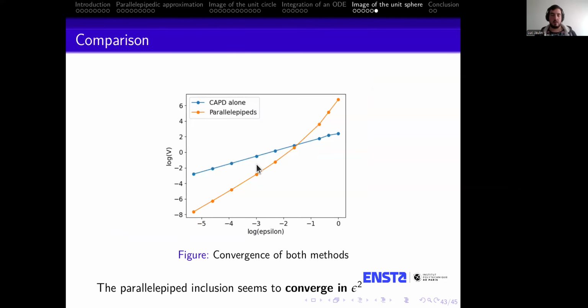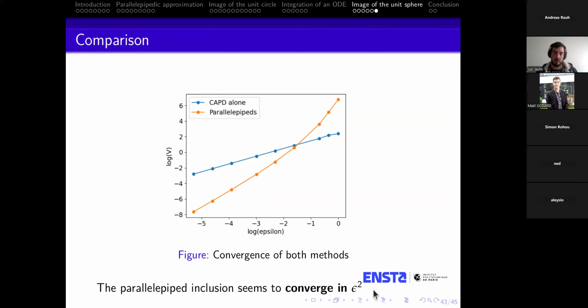And going back to our convergence character, if we take a look at the log of the volume depending on the log of epsilon, we see that when epsilon gets small enough, we find again this slope of 2. Meaning once again that our parallelepipedic inclusion, even when the function is not known and even in 3 dimensions, always seems to converge in epsilon square. So once again, the proof is to be done, but this is telling us that maybe it should work.